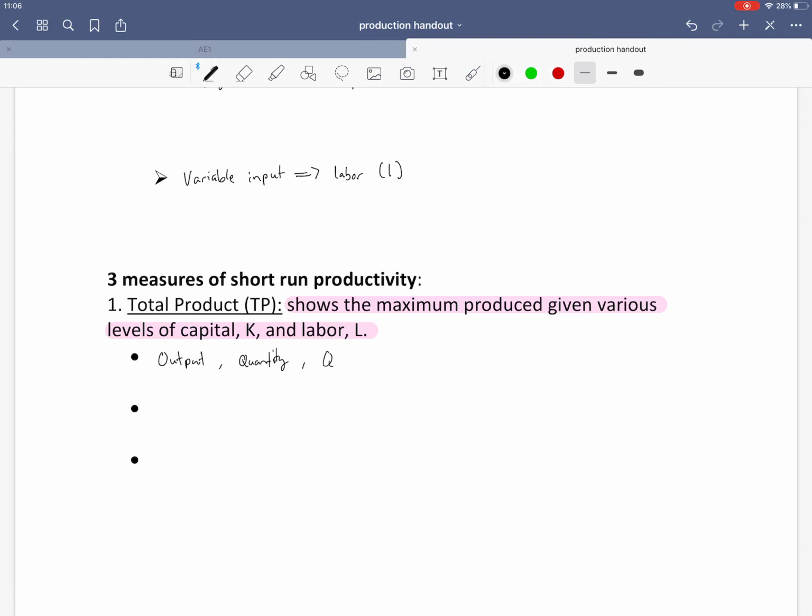So whenever we're talking about our total product, that's just going to show us the maximum produced given the amount of workers we have and the amount of capital equipment that we have as well. So total product, once again, is going to measure the total productivity of a production process, and it's simply how many units can be produced in a given period of time.